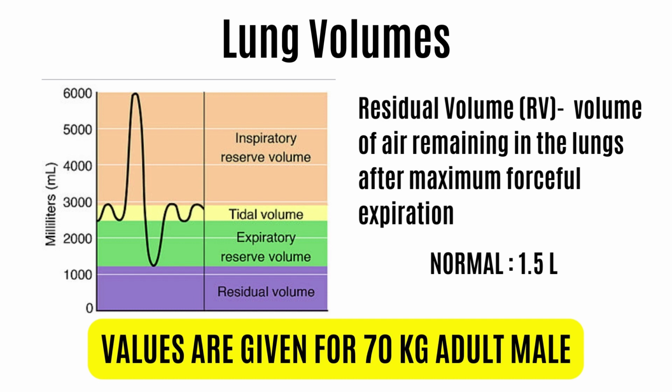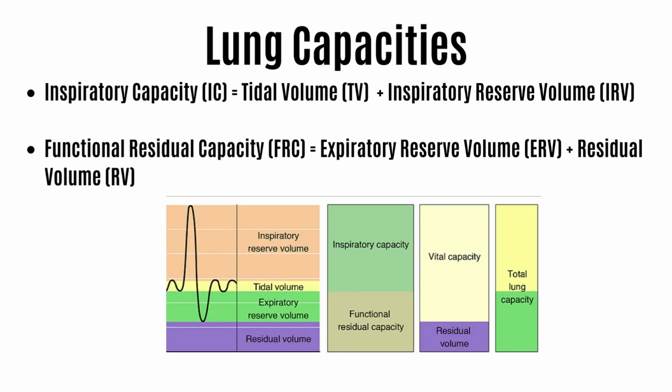When we forcefully exhale, we feel that nothing is left, but in reality there is about 1.5 liters of air left, and this is called residual volume or RV. Now we can play around with these four lung volumes to get other functions which I will go through now.